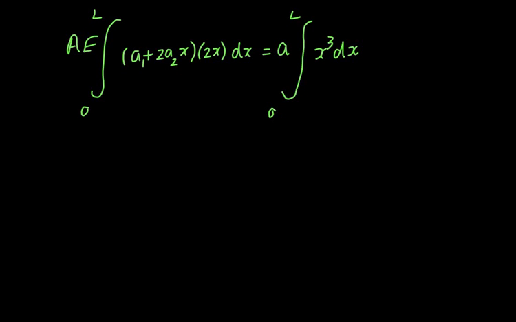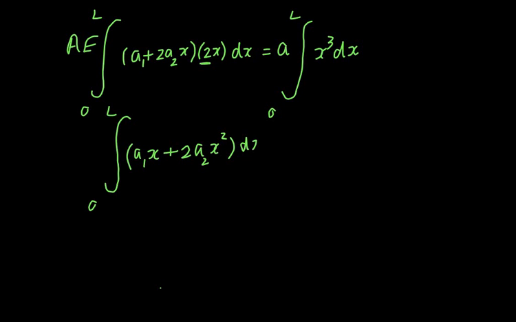Now bring this 2 outside the integral. Because it is a constant, you can take it outside the integral. So if you bring this 2 outside the integral, it becomes 2AE. I will be taking this 2AE to the right-hand side. So keep that in mind. And bring this x inside. So I will write that here: the integral over the limit 0 to L of A1x plus 2A2x squared. Of course, you have to integrate it with respect to x.